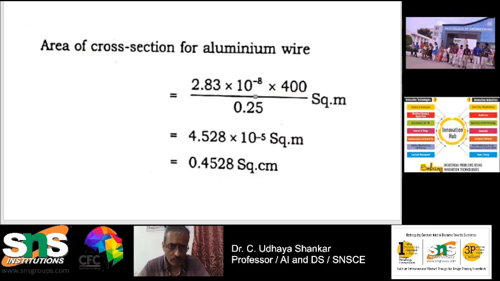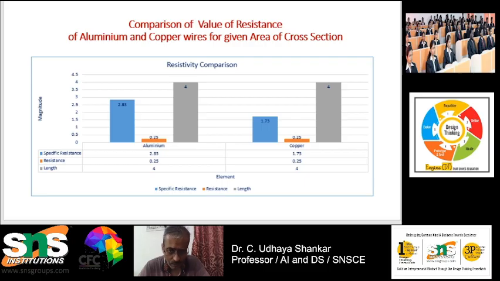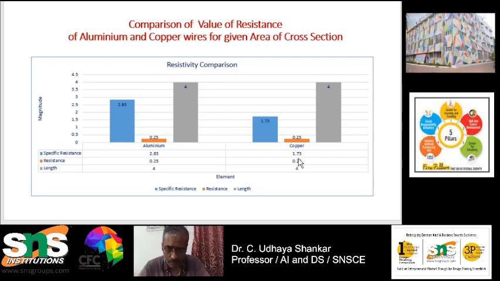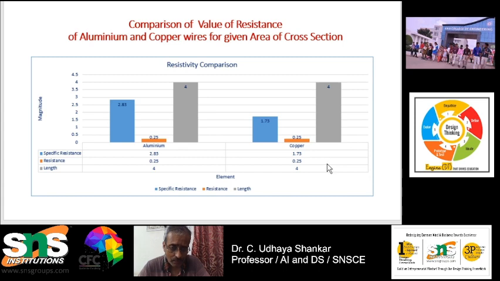So you can see that the area of cross section of aluminum wire is quite high when compared to the area of cross section of the copper wire. So why is it? I have just plotted a graph. From the graph it is understood that for the given value of resistance of 0.25, the specific resistance of aluminum is around 2.83, whereas for copper it is just 1.73. Because of this, if the specific resistance is high, the area will also be high. So the specific resistance is a very important parameter which is going to decide the area of the particular wire which we are going to design for the given resistance that has to be imposed.